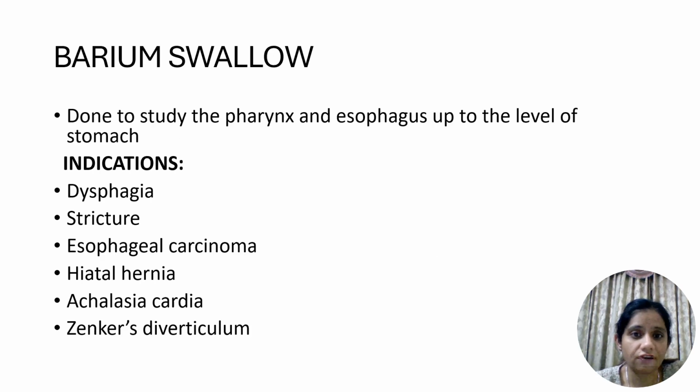Now, barium studies done for the various regions of the GIT are named differently. For example, if the study is done for the pharynx and esophagus, up to the level of the esophagus, then the study will be known as barium swallow.